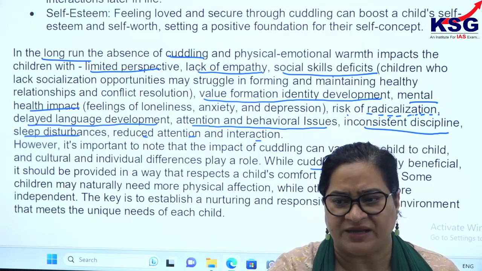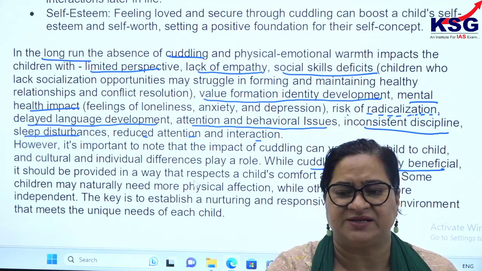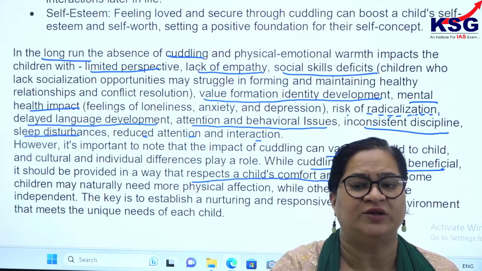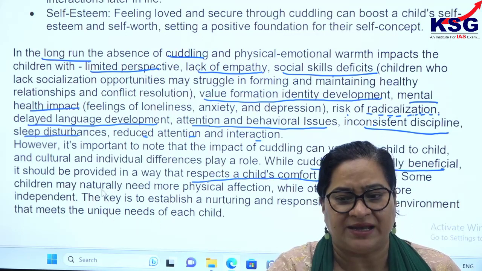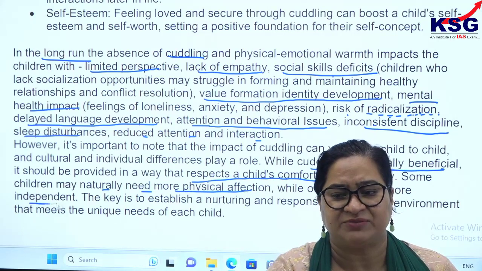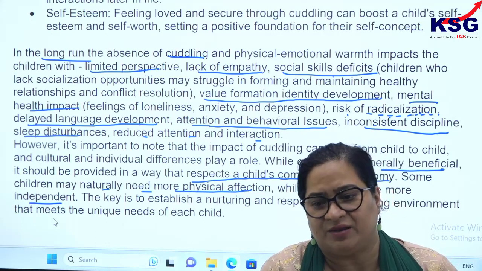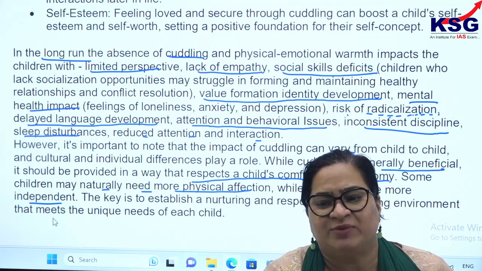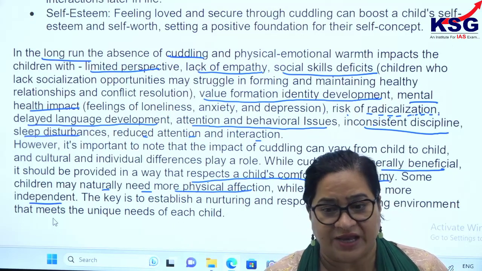Cuddling is generally beneficial, but it should be in a way that respects a child's comfort and autonomy. We need to understand that children may naturally need more physical affection, but at the same time, many may also respect their independence and may seek independence. So the key is to establish what? A nurturing and responsive caregiving environment.